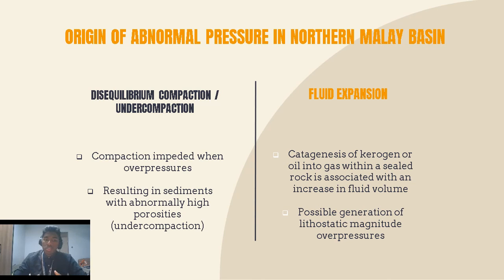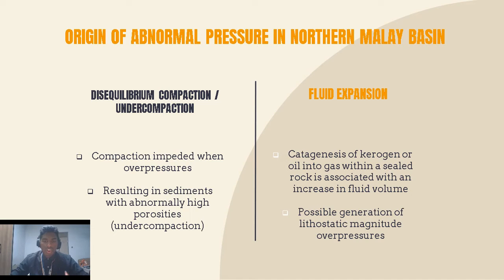To be more specific on the study area, this case study focused on the overpressure mechanisms in the northern Malay Basin. Two major mechanisms were identified to contribute to the abnormal pressure within the Malay Basin, which were, as you can see in this slide, the disequilibrium compaction and the fluid expansion. It is known globally that the vast majority of moderate and high magnitude overpressures in sedimentary basins are generated by disequilibrium compaction.